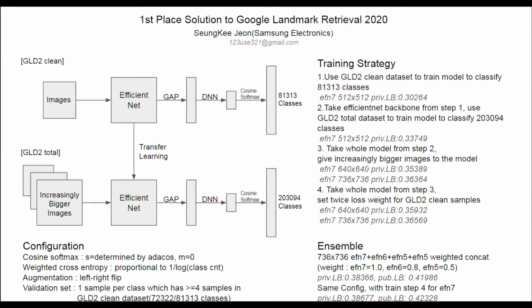Hi, my name is Seung-gi Jung. I'd like to demonstrate the first place solution to Google Landmark Retrieval 2020. Basically, as you can see in the figure, I used EfficientNet and global average pooling to extract features from images, and a deep neural network was followed to squeeze the features into smaller dimensions for compact representation and reducing model size. After that, cosine softmax was used to classify a number of classes.